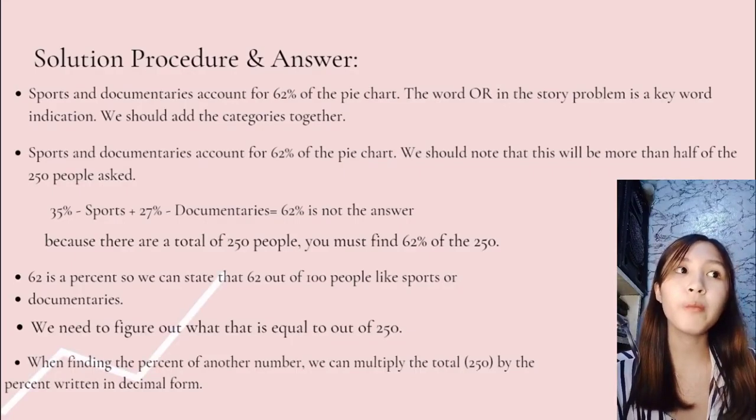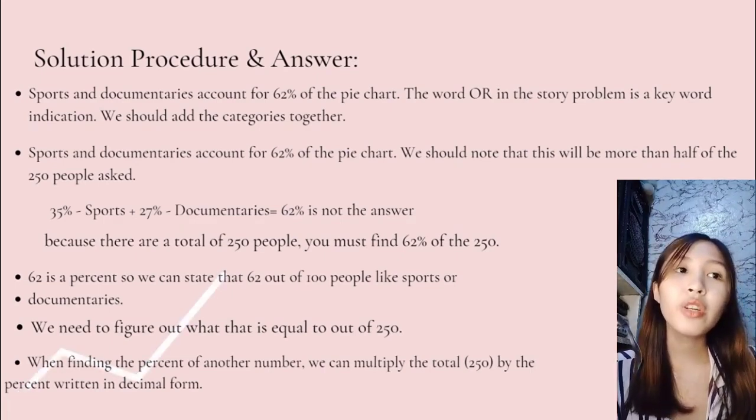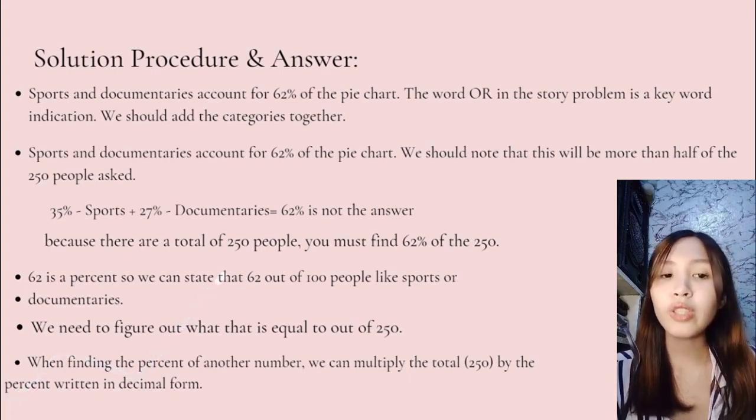35% for sports plus 27% for documentaries, in the total of 62%, is not the answer because there are a total of 250 people. You must find 62% of the 250. Third, 62 is a percent, so we can state that 62 out of 100 people like sports or documentaries. Next, we need to figure out what that is equal to out of 250.